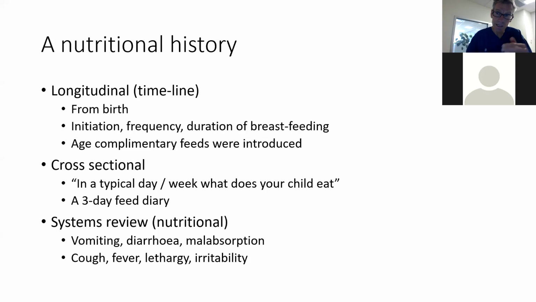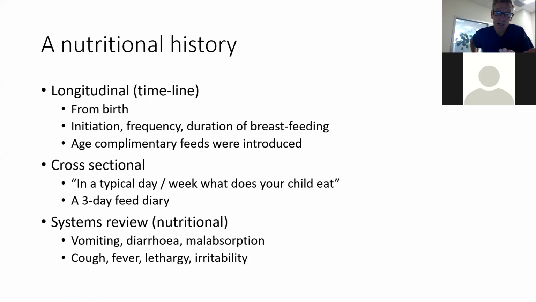And so again, to chart some sort of timeline of nutrition is important. So a longitudinal nutritional history is important, but also important is a cross-sectional nutritional history. And so I usually ask, in a typical day or a typical week, it's often more important to say, in a typical week, what does your child eat?